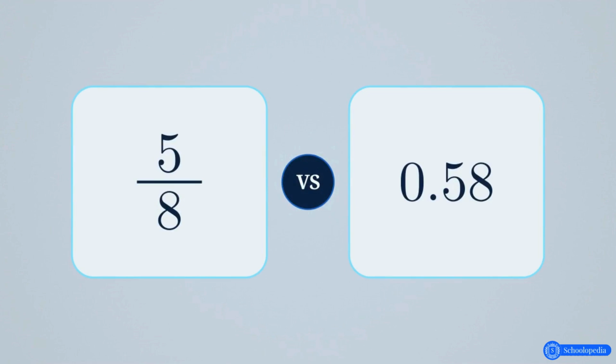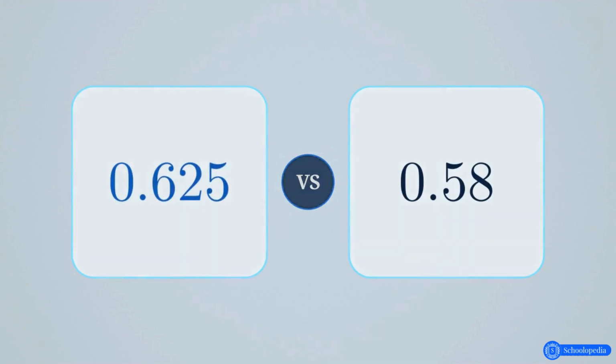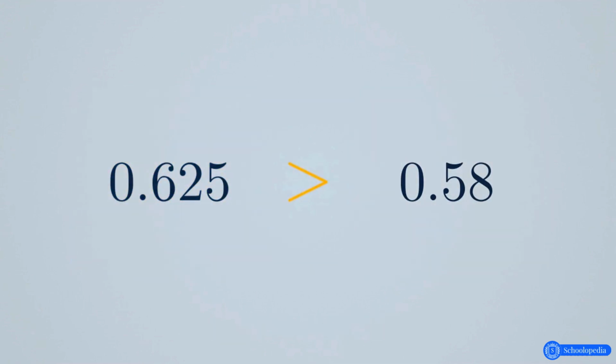This split screen introduces a format clash, the fraction 5/8 against the decimal 0.58. Our strategy is to divide the numerator by the denominator. 5 divided by 8 turns our fraction into 0.625. With matching formats, 0.625 is greater than 0.58.